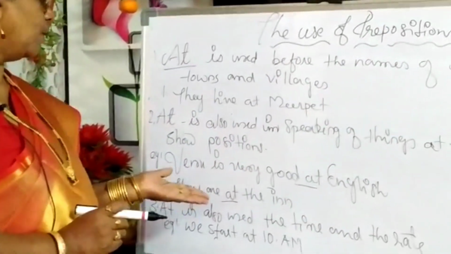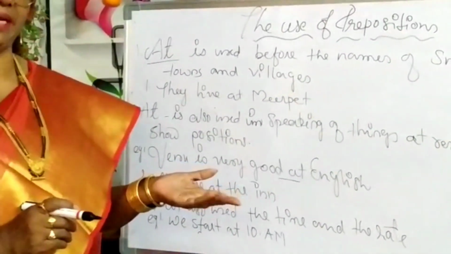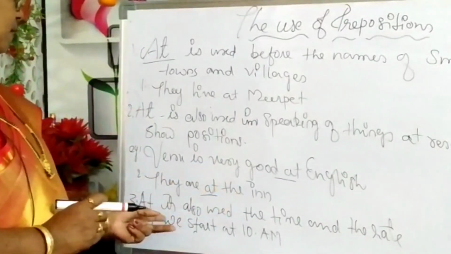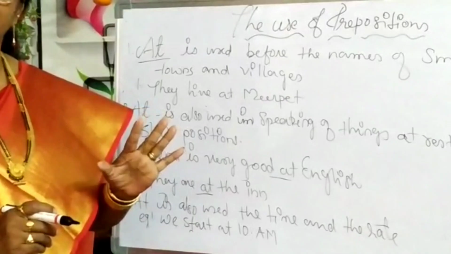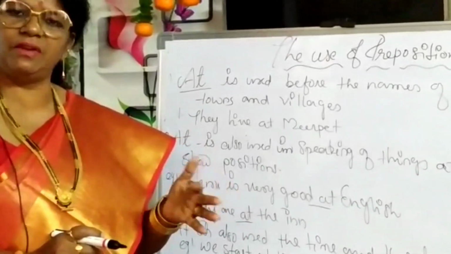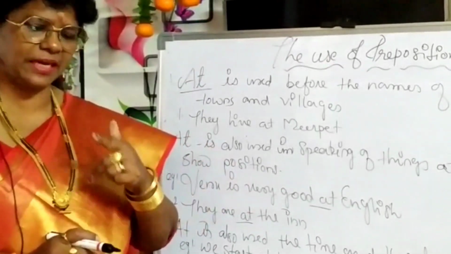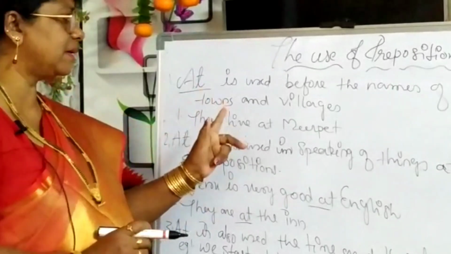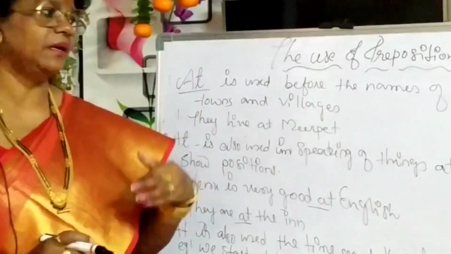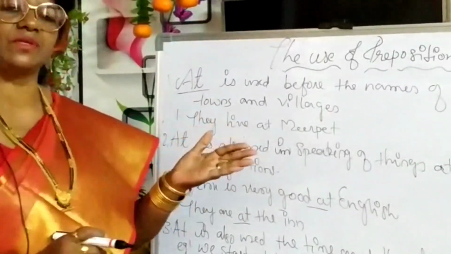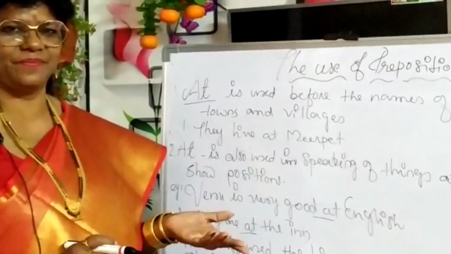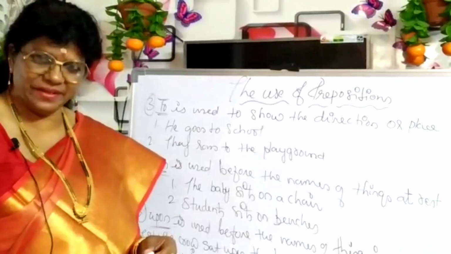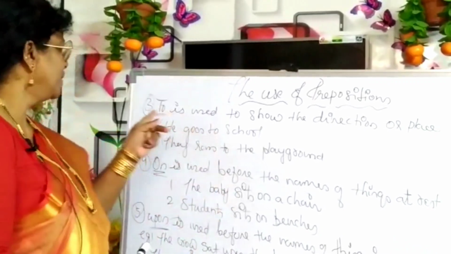Next one, at is also used for time and rate. Example, we start at 10 a.m. So at is very useful, and we will be using it frequently. So keep this point in your mind. At will be used for position, time, and the names of small villages. Okay? Okay, fine. Shall we go through?